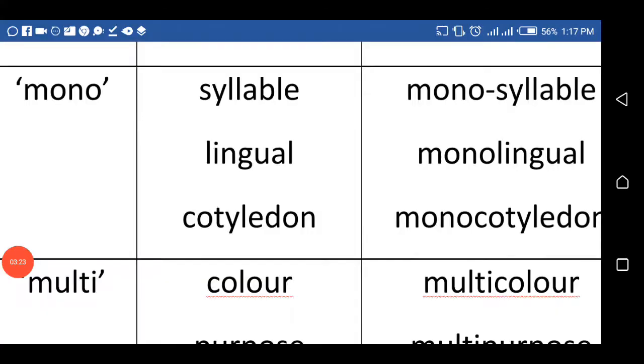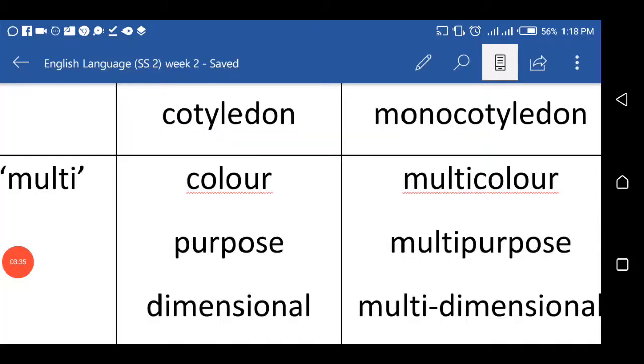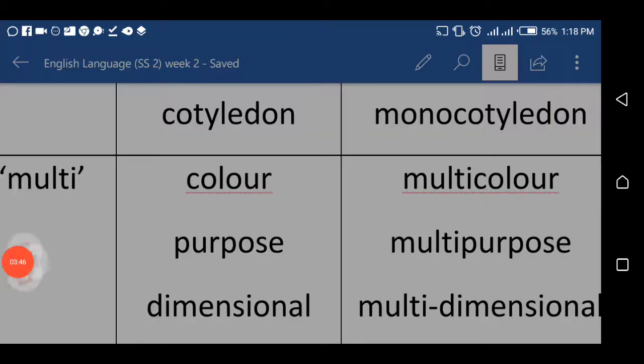When you add mono to syllable, you have monosyllable. When you add mono to lingual, you have monolingual. When you add mono to cotyledon, you have monocotyledon. When you add multi to color, you have multicolor. When you add multi to purpose, you have multipurpose. When you add multi to dimensional, you have multidimensional.